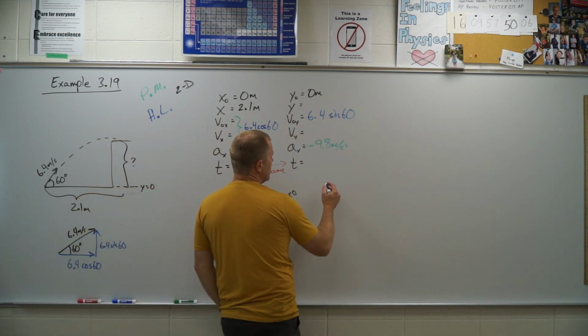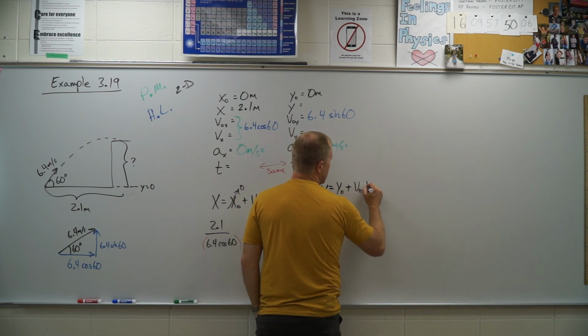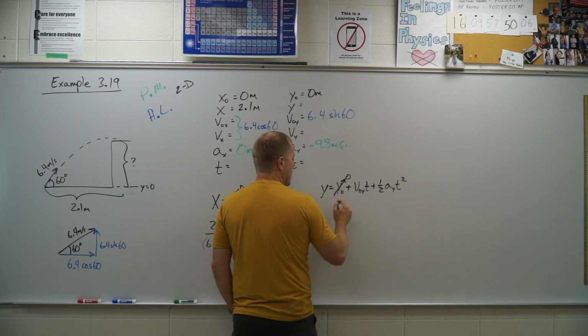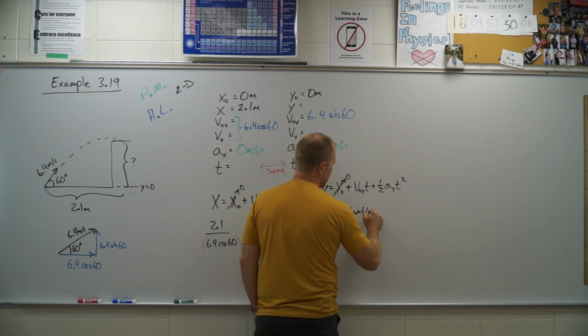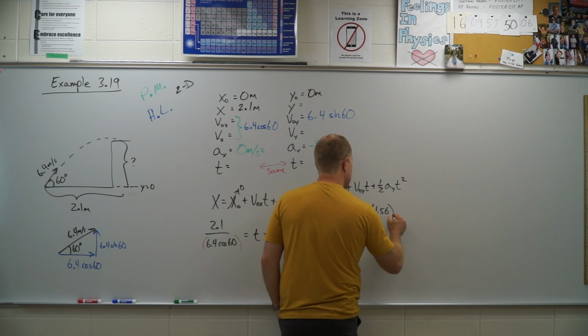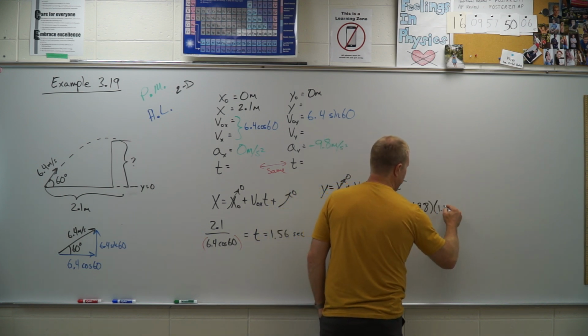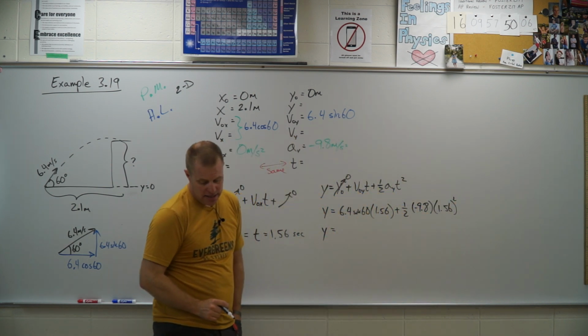So I'm going to use equation number 2 to find the height. So y naught plus v naught y t plus 1/2 a y t squared. It started at a height of 0. So then I have my 6.4 sine of 60 times my 1.56 plus 1/2 times negative 9.8 times 1.56 squared. That gives me a height of 1.53 meters.